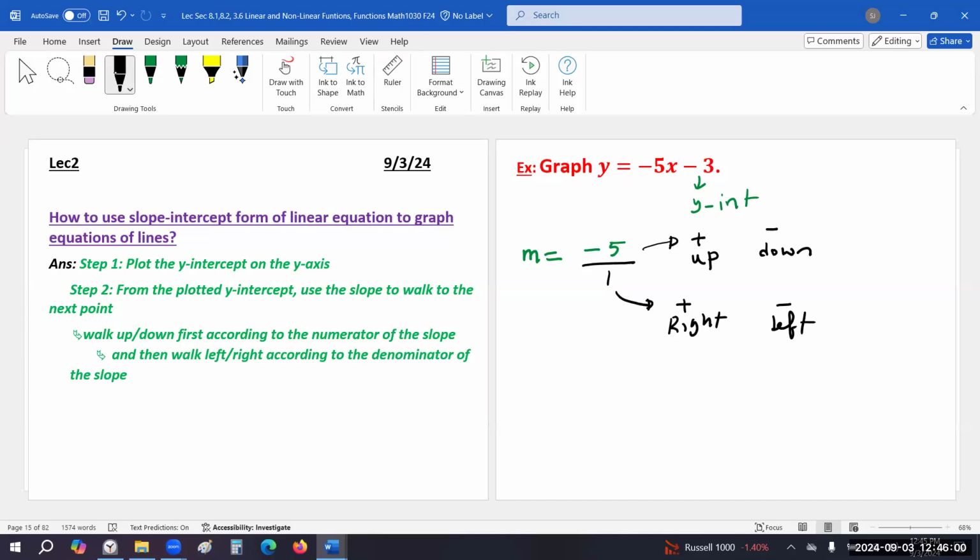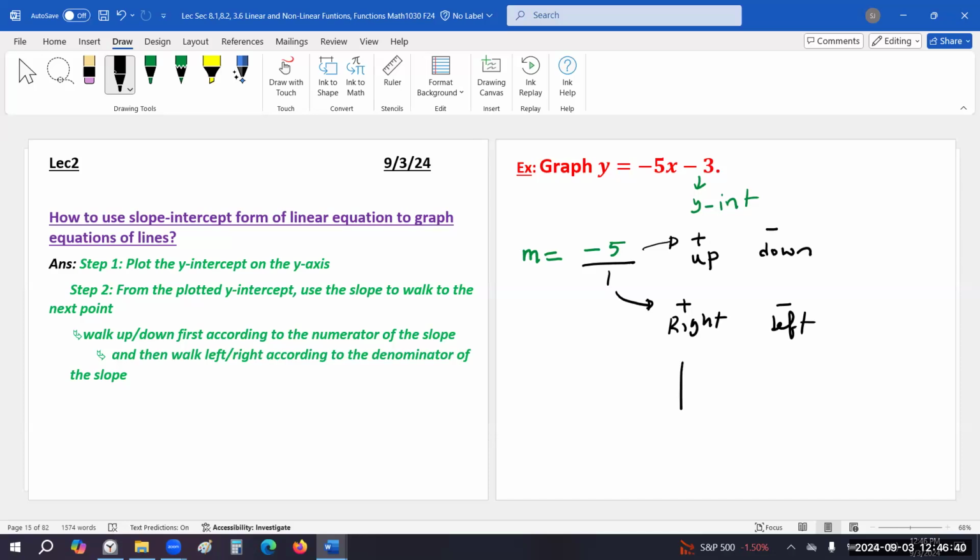Okay, so denominator is always left or right. Numerator is always up or down. Do you know why? See, what is the slope formula? Difference in the y over difference in the x. So difference in the y means go in the y direction, up or down. Difference in the x means go in the x direction, left or right. That's why it's rise over run. So you're rising and then you are running. Plus means up, minus means down, plus means right, and minus means left on the denominator.